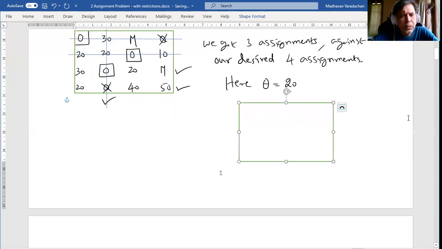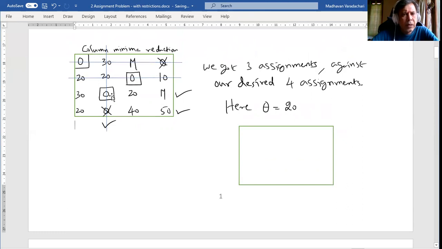What you have to do now: wherever a single line is passing, you have to retain. Wherever two lines are passing, you have to add theta. Wherever no line is passing, you have to subtract theta. So here, single line, so retain. Next one, two lines, so add theta, 30 plus 20 becomes 50. Then M, single line, retain it. Single line, retain it. The next row, single line, retain it. Two lines, add. Single line, retain. Single line, retain.